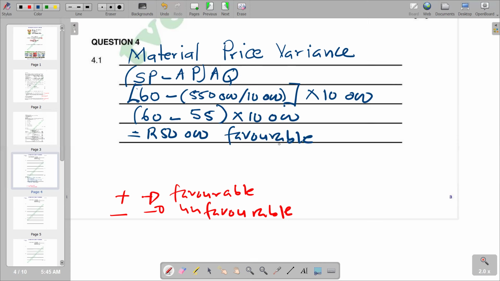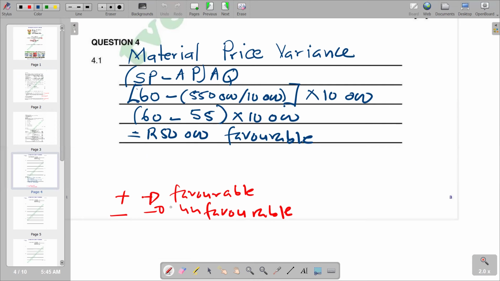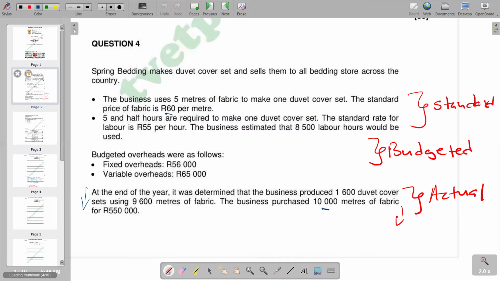How did you determine that this is favorable? It's because the answer that you got in brackets is a positive answer. So it becomes favorable. Remember what we said: when it's favorable, the answer that you are going to get indicated in brackets here is positive. It becomes our favorable. So that's what we have for 4.1. So moving on to 4.2.